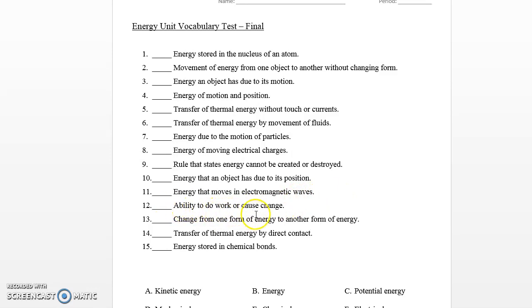12, ability to do work or cause change. 13, change from one form of energy to another form of energy. 14, transfer of thermal energy by direct contact. Number 15, energy stored in chemical bonds.